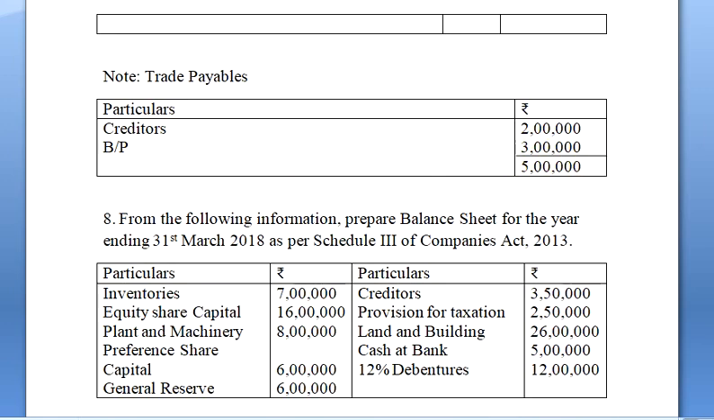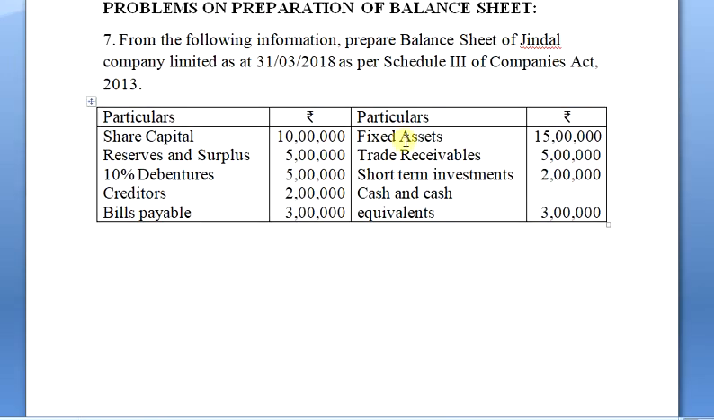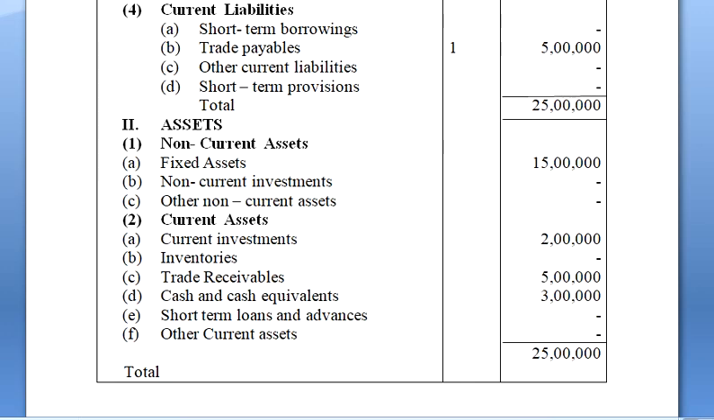Overall it becomes how much? 5 lakhs. That 5 lakhs here we have included. Here you can see clearly that trade payables, that is creditors 2 lakhs, bills payable 3 lakhs. Overall it becomes 5 lakhs. That 5 lakhs we have shown here, my dear students. So, trade payables, note number 1, has been shown as 5 lakhs. Other current liabilities is nil. Short term provisions also nil. So, the total of equity and liabilities becomes 25 lakhs, my dear students. Now, moving to the assets. Under assets, again we are majorly dividing into two, non-current assets as well as current assets.